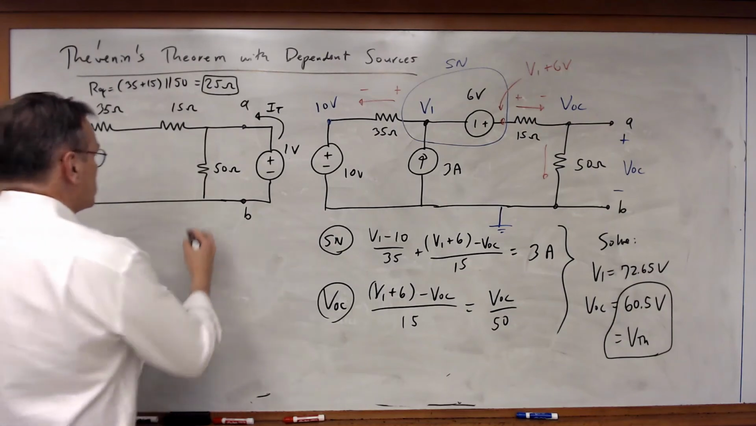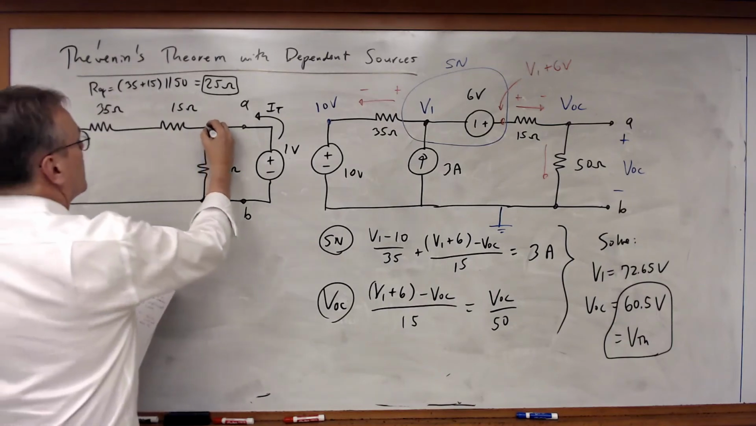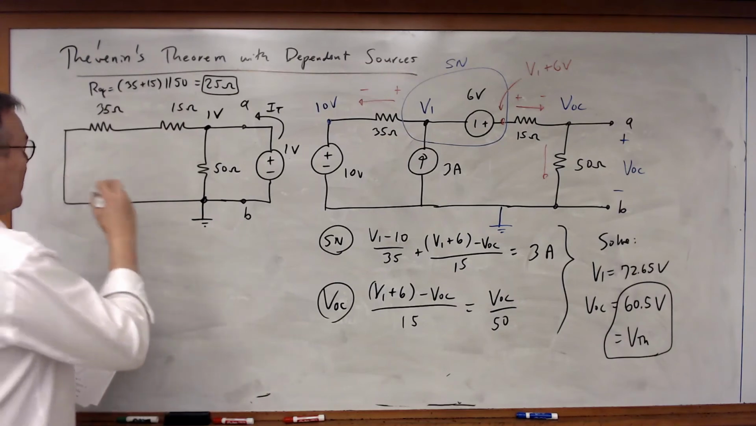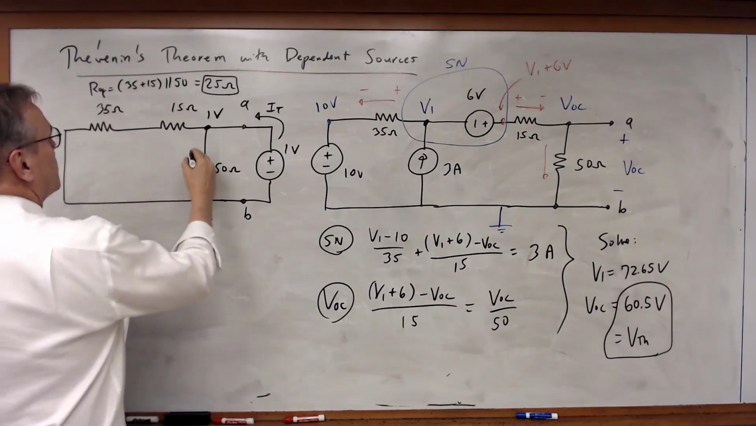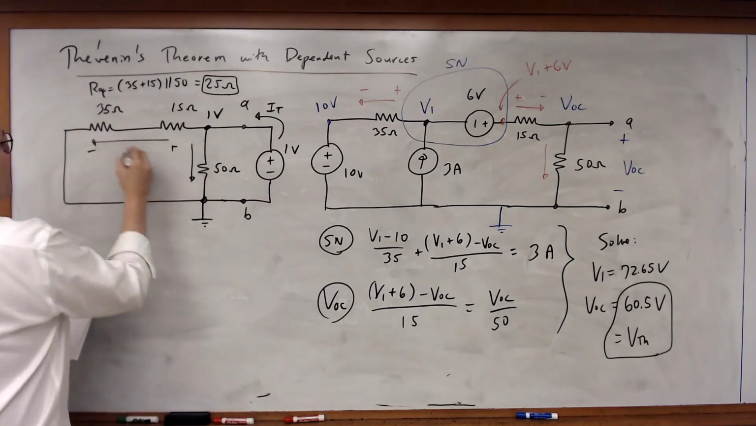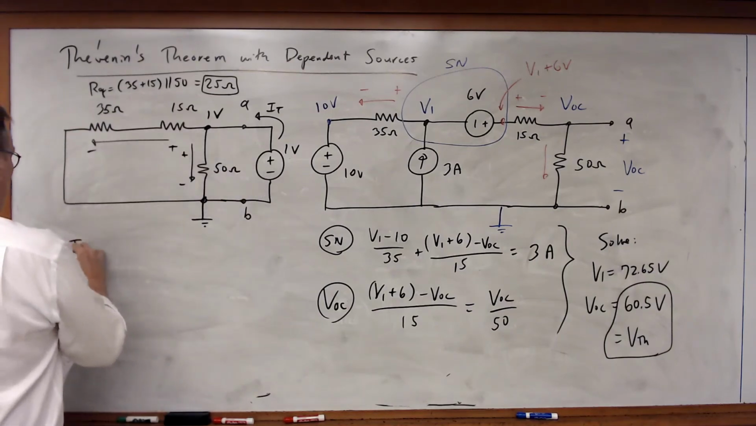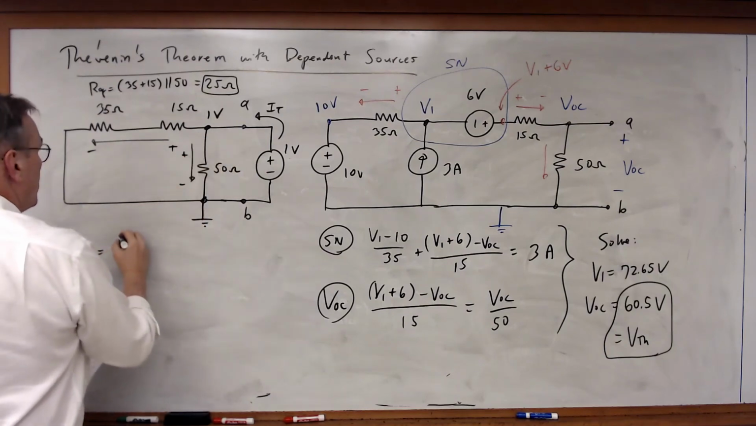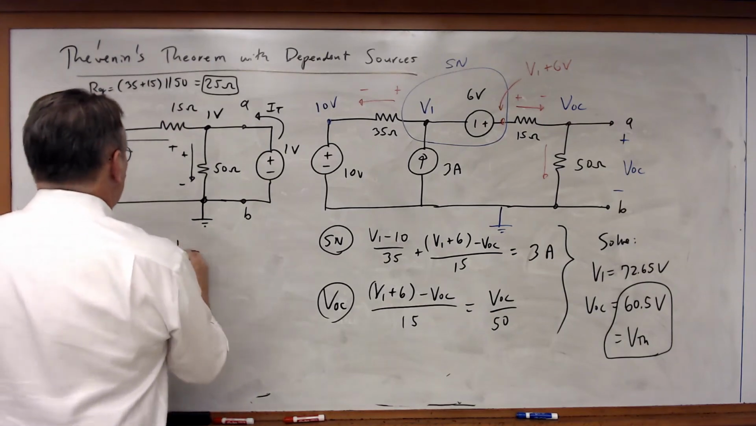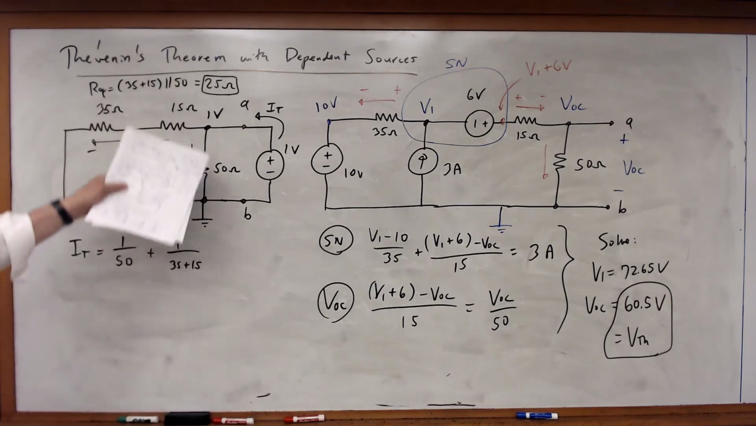And so in this case, I'm once again going to ground this node on the bottom. If I'm grounding this, then that must be 1 volt because of the voltage source. Okay? Well, if that's the case, let's go through and I'm going to define my currents like so. And in this case, IT must be equal to 1 over 50 plus 1 over 35 plus 15. I just wrote the KCL for that node.